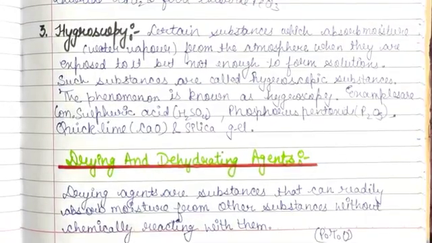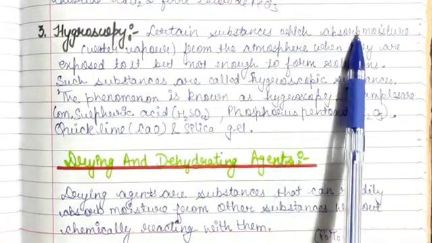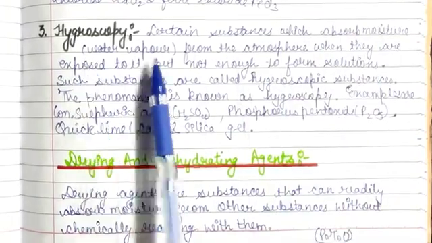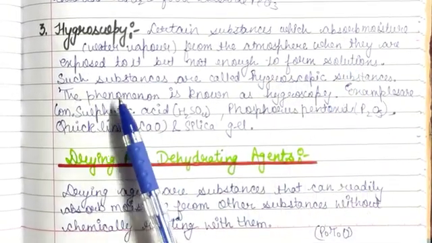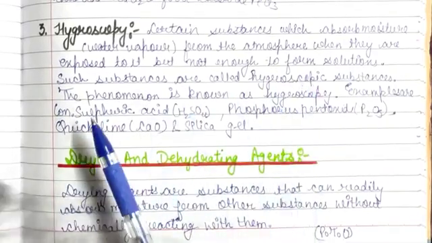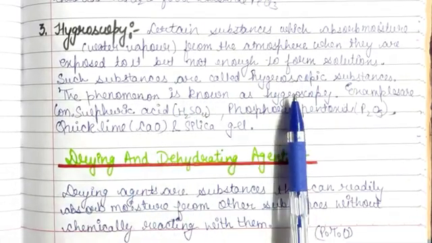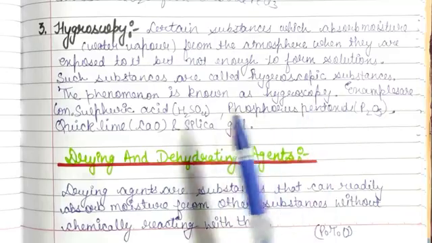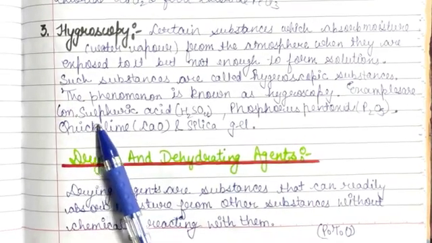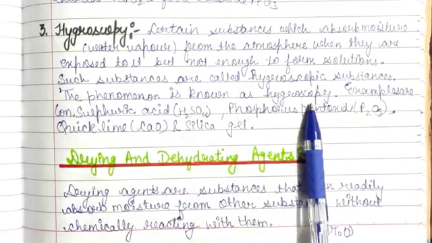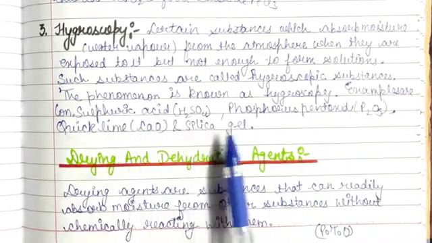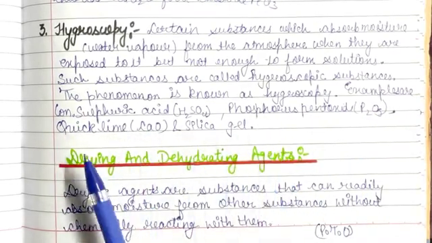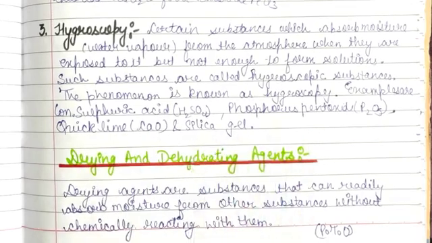Next is hygroscopy. Certain substances absorb moisture, that is water vapor, from the atmosphere when they are exposed to it, but not enough to form solutions. Such substances are called hygroscopic substances. The phenomenon is known as hygroscopy. Examples are concentrated sulfuric acid, phosphorus pentoxide, quicklime and silica gel.